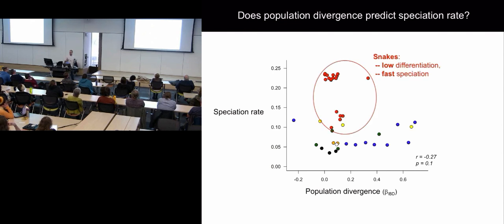And just kind of breaking this down by family here, I'm color coding the points by the major taxonomic group to which those things belong. You can see again that what I was showing you about snakes having relatively low differentiation, so they're clustering down here near the low end of the x-axis. And in terms of speciation rate, snakes have fast speciation. So the snake clade is really bucking the trend here with a prediction. So we have low differentiation and fast speciation within snakes.